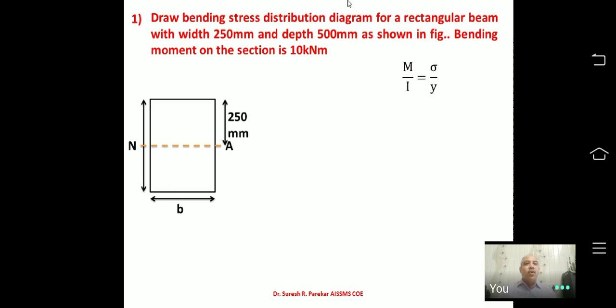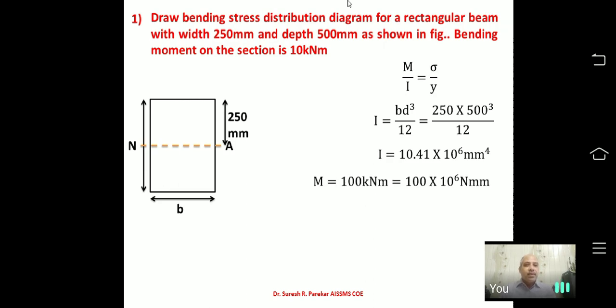Now we will go to the problem and draw the bending stress diagram. This is the simplest problem. Simply we go for M by I is equal to sigma by y. Now I, we know for a rectangular section, is BD cube by 12. So B is 250, D is 500. Calculating this, we get the value of I equal to 10.41 into 10 raised to 6 millimeter to the power 4.